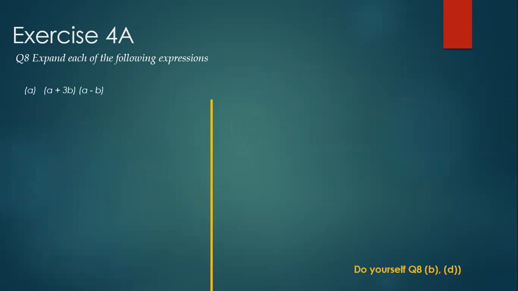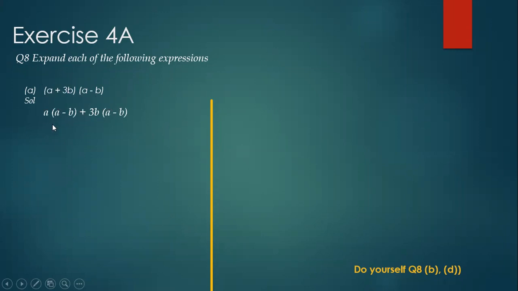As you can see that there are two brackets, and within each bracket there are some variables written. So let's copy this question as a first step. And you can see that I have taken the first member of the first bracket and multiplied with the whole of the second bracket, and then the second member of the first bracket and multiply with the whole bracket.